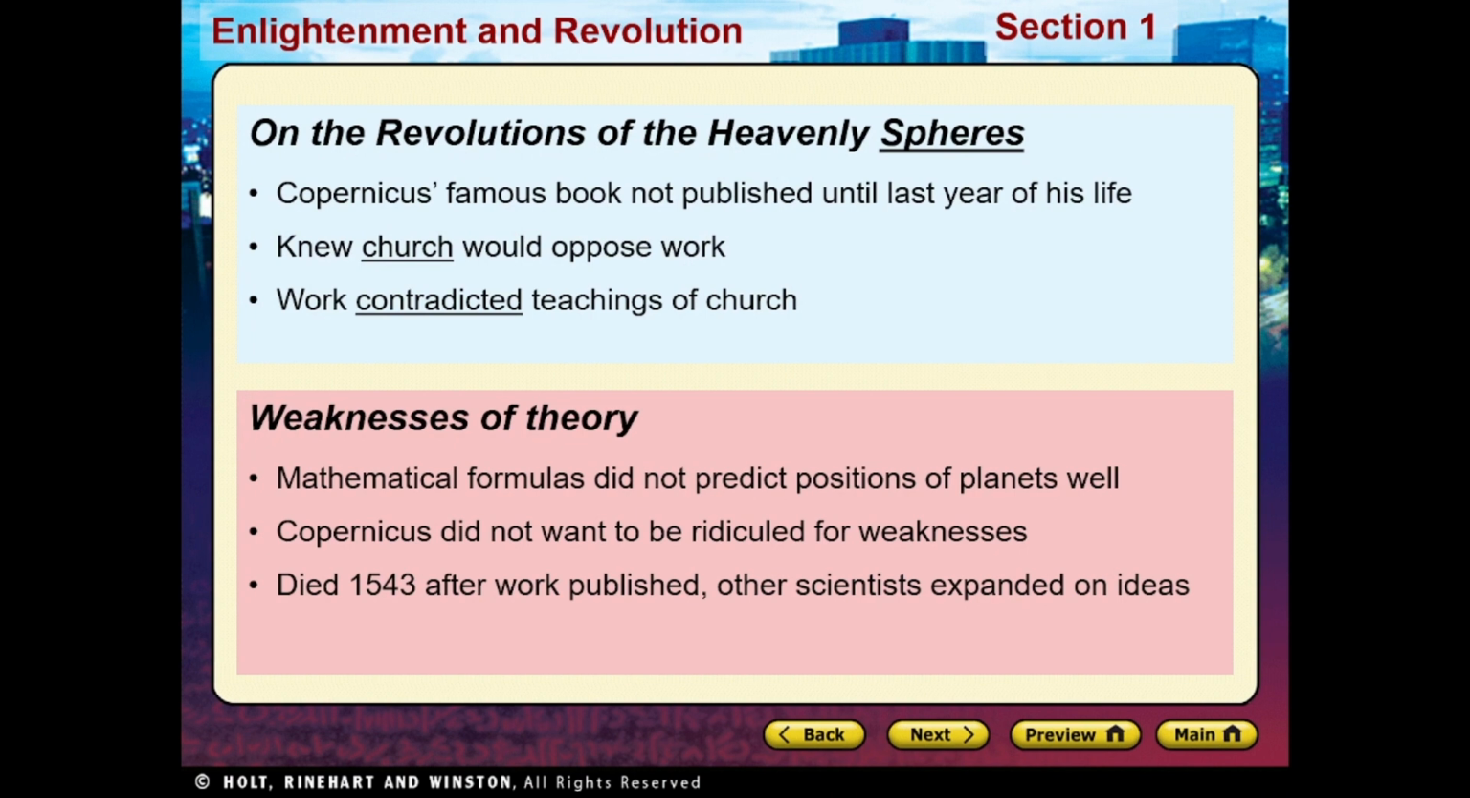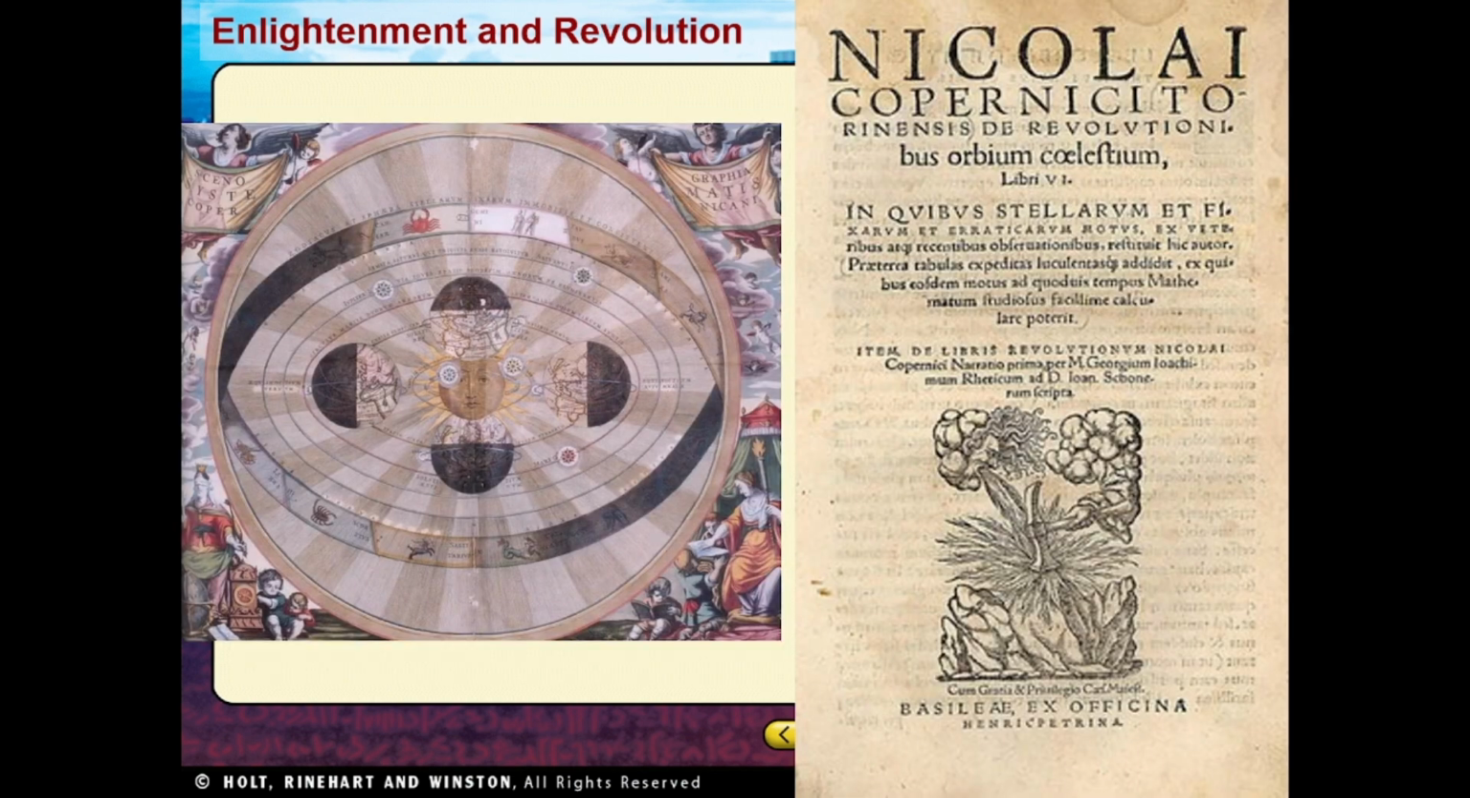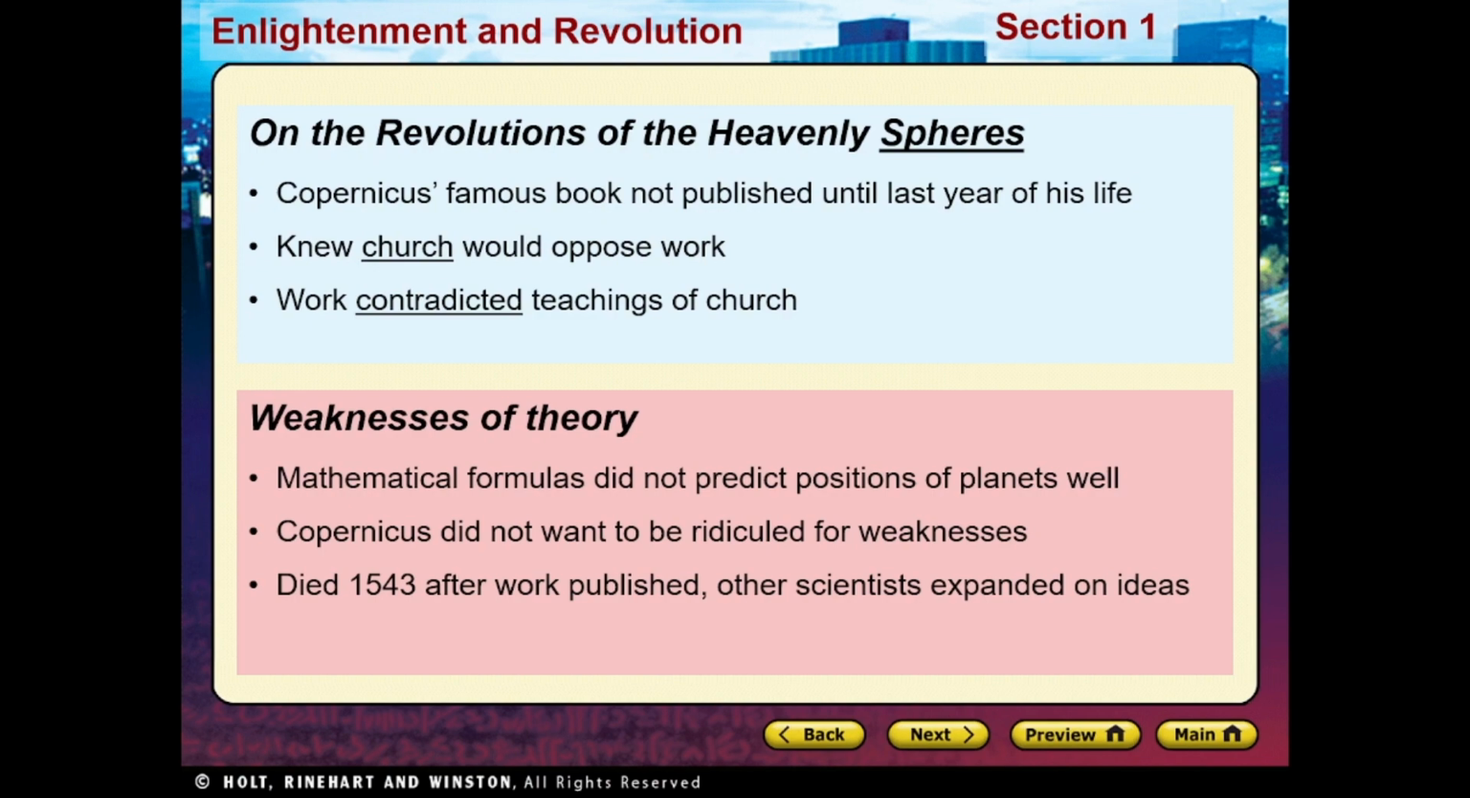So after Copernicus died, some other scientists expanded on his ideas. In other terms, the scientists took the weaknesses of Copernicus' theory to expand it. Well, this is the published book of Nicolaus Copernicus.